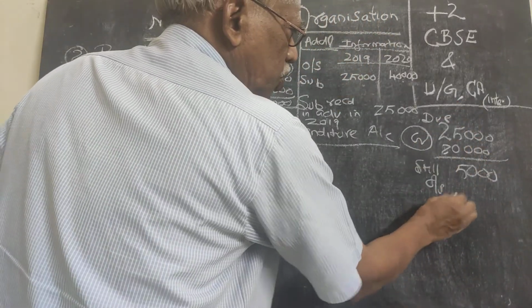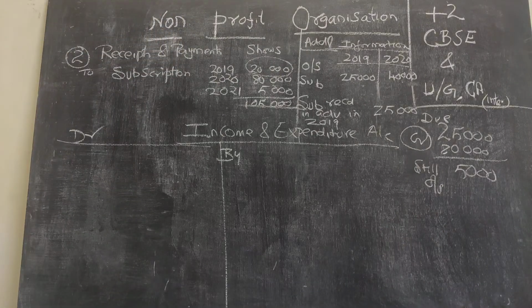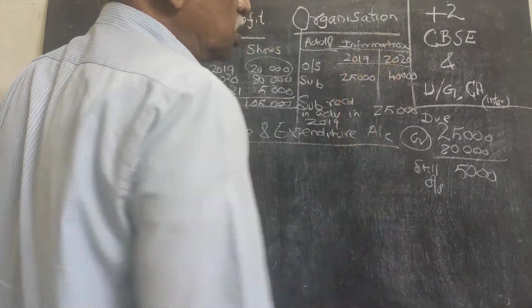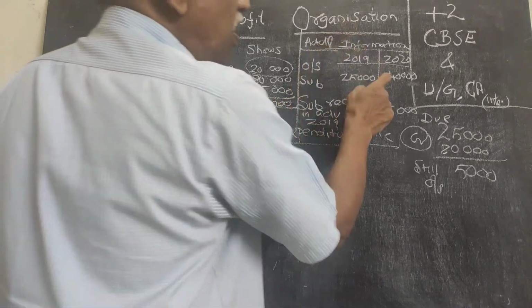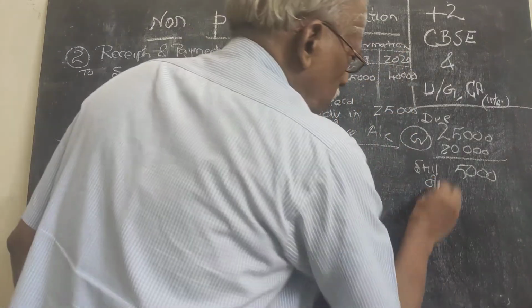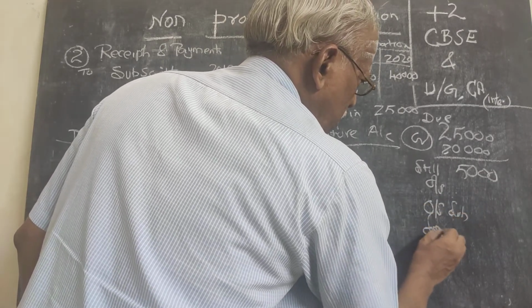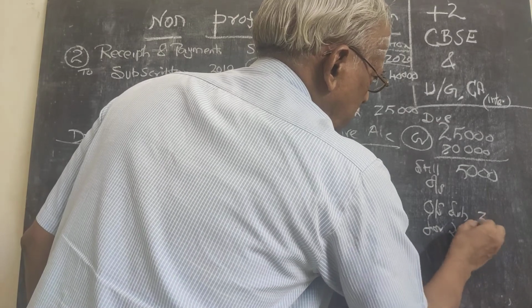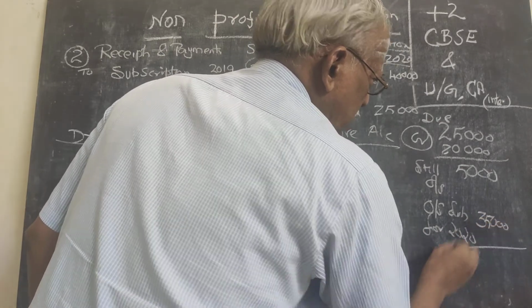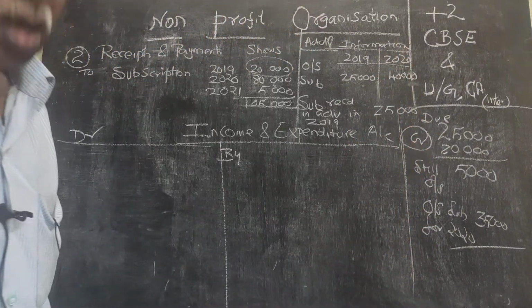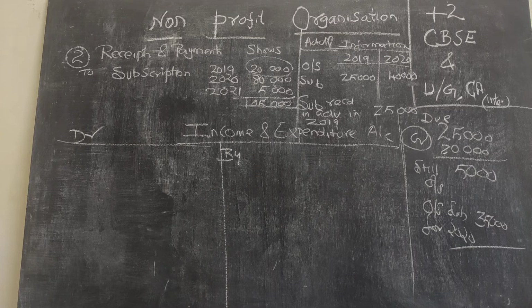It's a very important point that you should consider this. If you omit this, then the entire problem will go wrong. This 5,000 definitely will be here, because it is said that the outstanding subscription as on 2020 is not all outstanding subscription for the year 2020. Therefore, the outstanding subscription for this year is only 35,000. The total outstanding is of course 40,000. This part must be very, very clear. Here you are trapped into making a mistake. So take care of that.